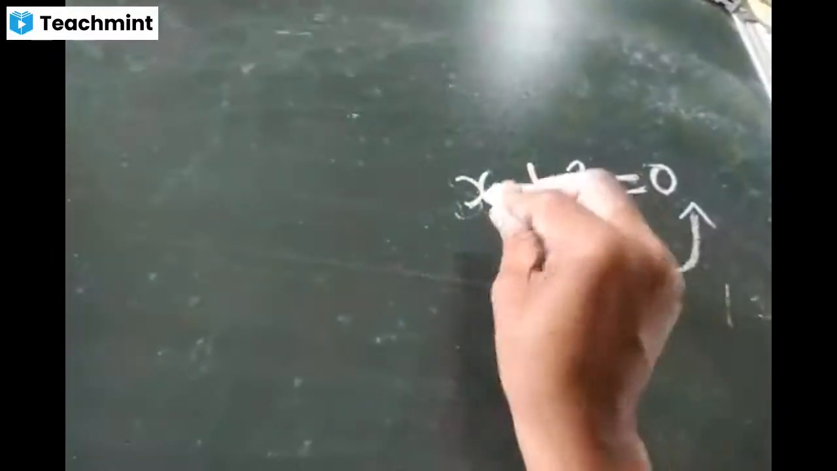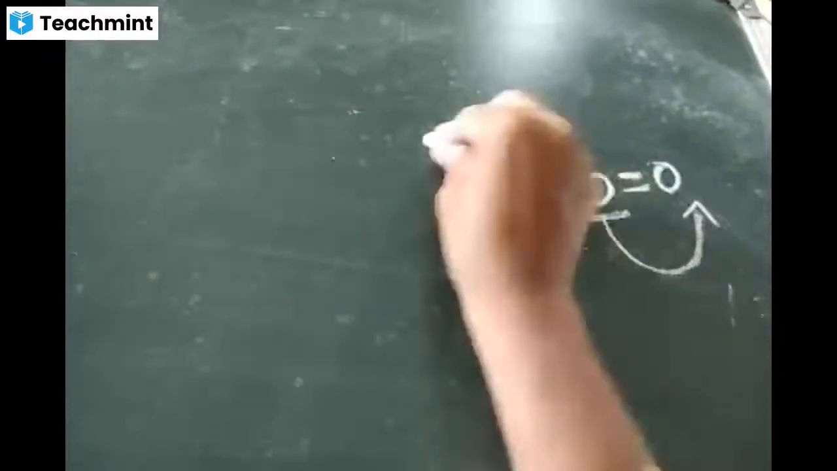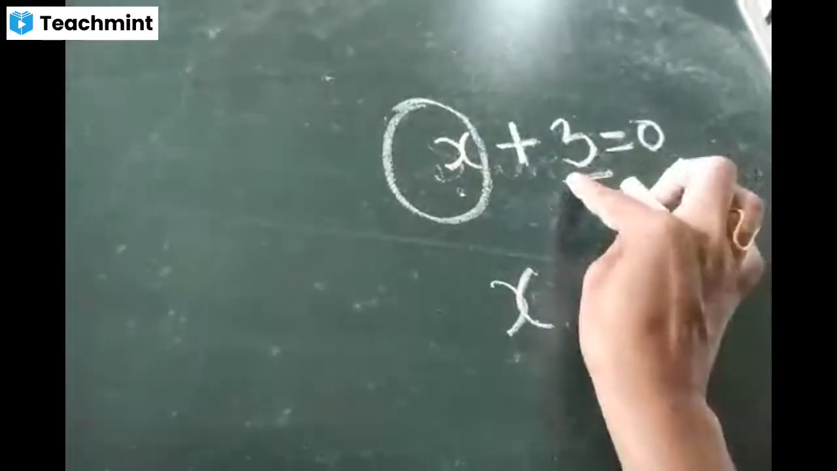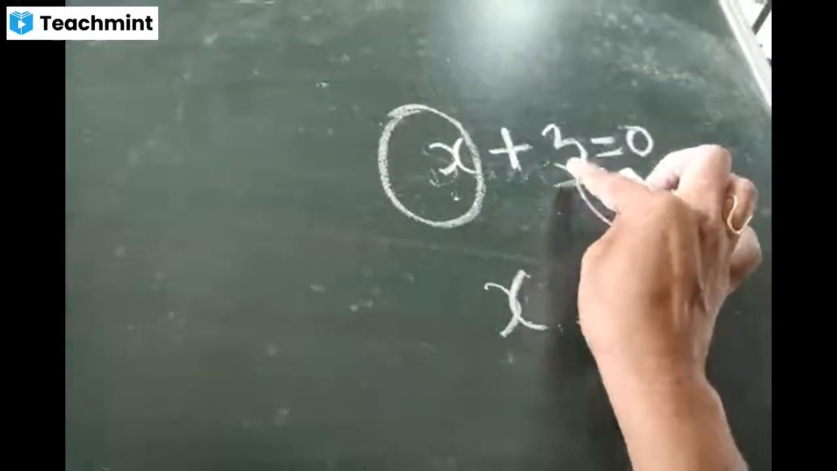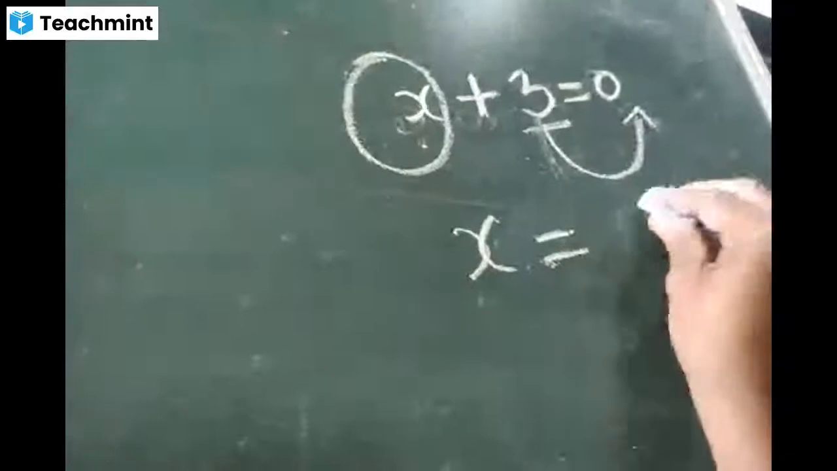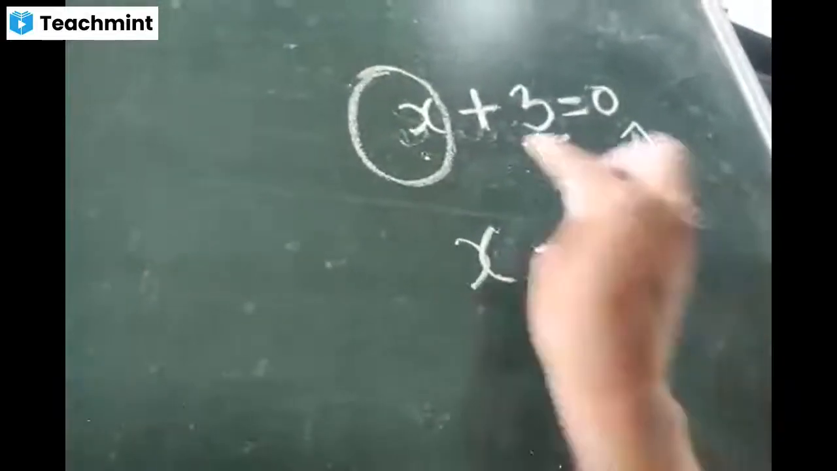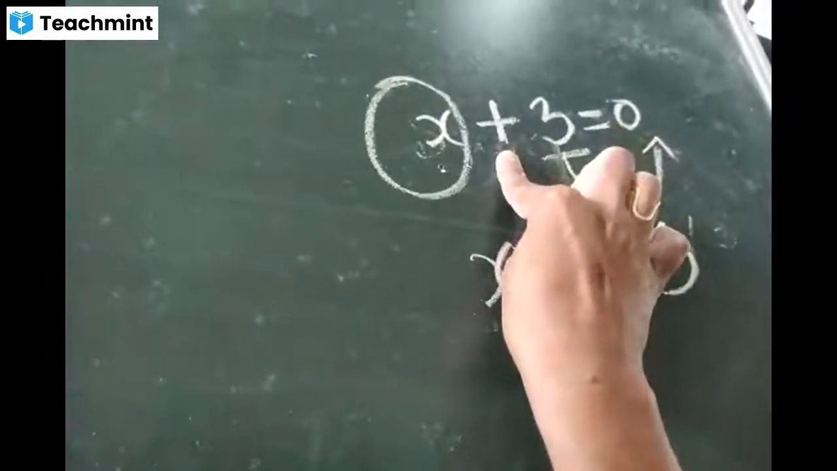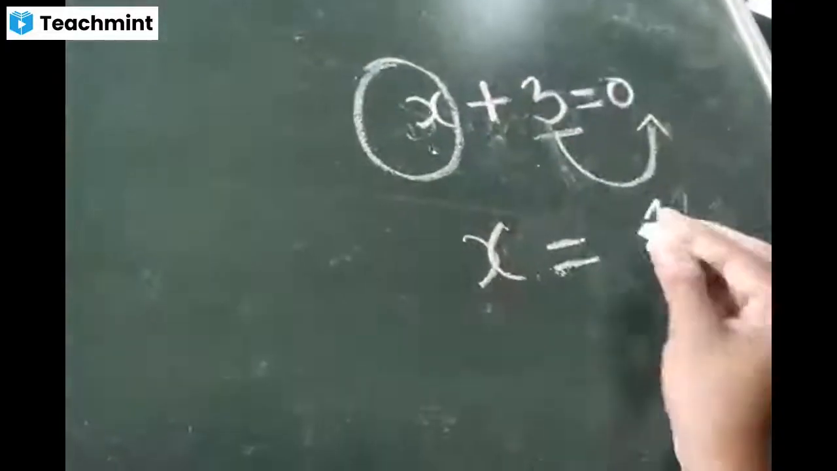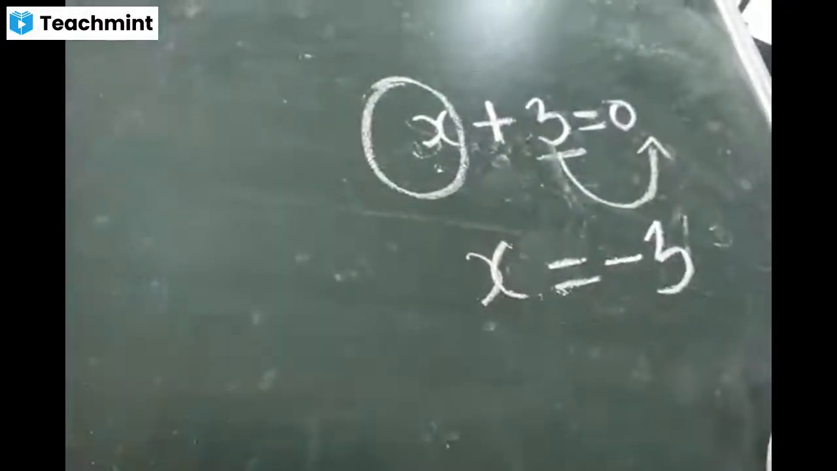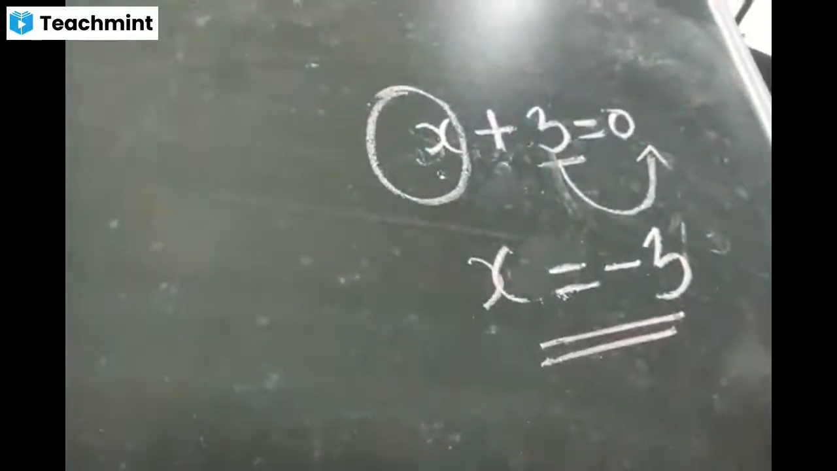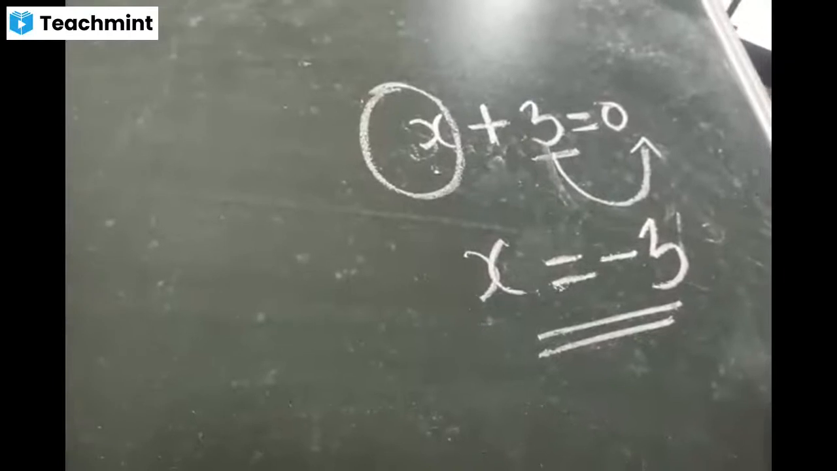Solution means what? We want the value of the unknown. Unknown is here x, is it? So we have to move this known number from here. If I move it here, 3 comes here. But what about the sign? Here it is plus. While it is moving to the right side, the sign becomes the opposite of that, that is minus. So x value is minus 3.